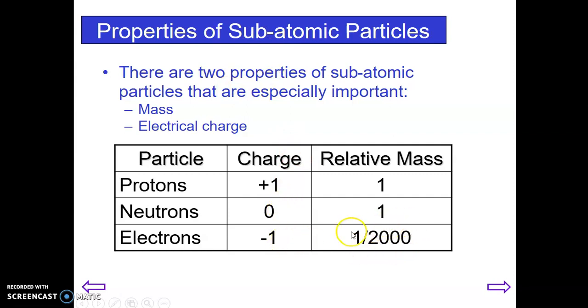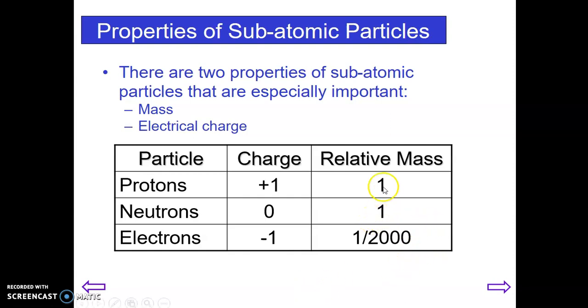Now electrons have a very, very small mass. They have a relative mass of 1/2000. That means you would need 2,000 electrons to make up the mass of 1 neutron or 1 proton. So they are tiny. All 3 subatomic particles are very small, but electrons are the smallest by some distance.